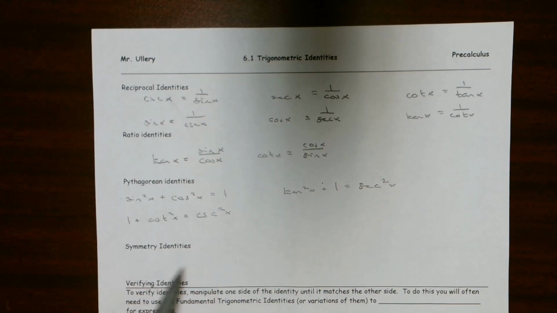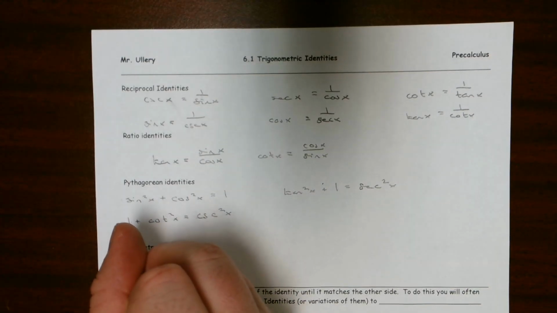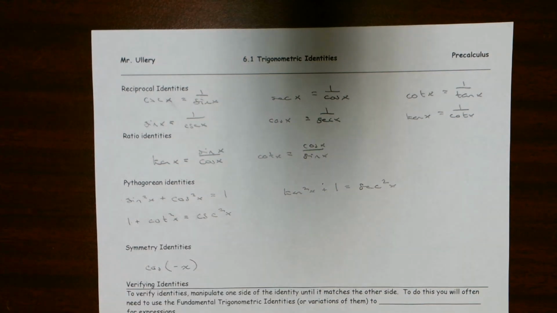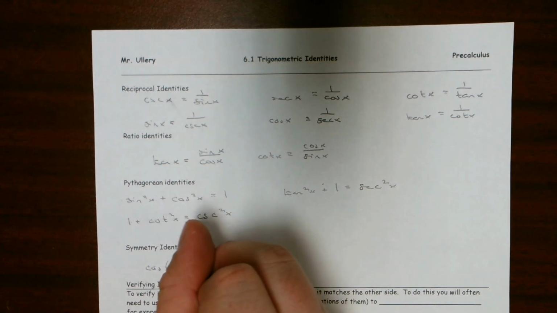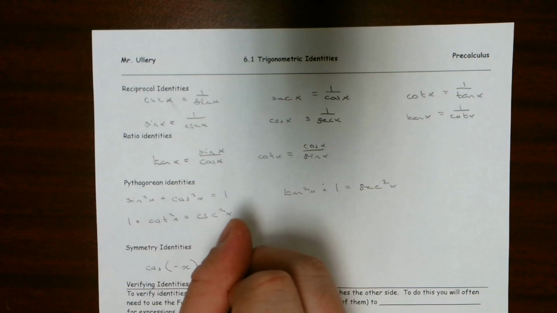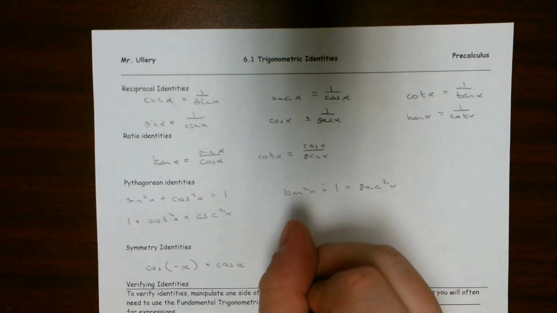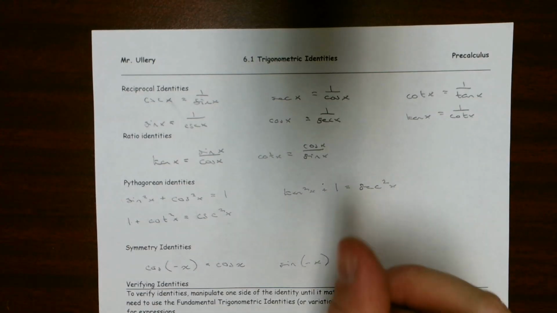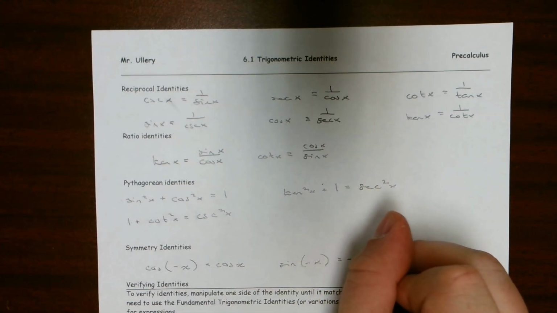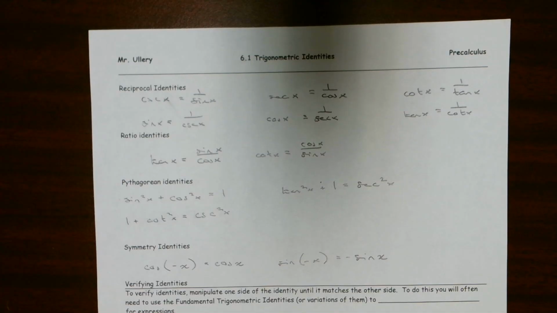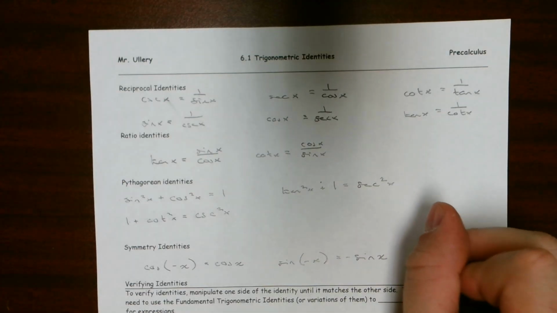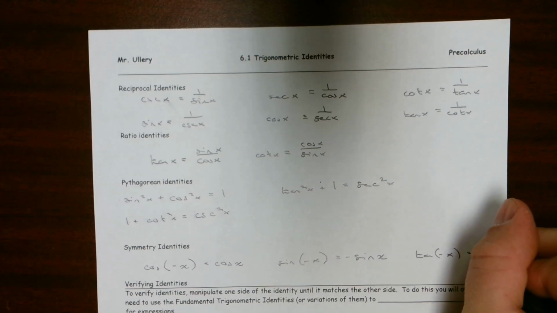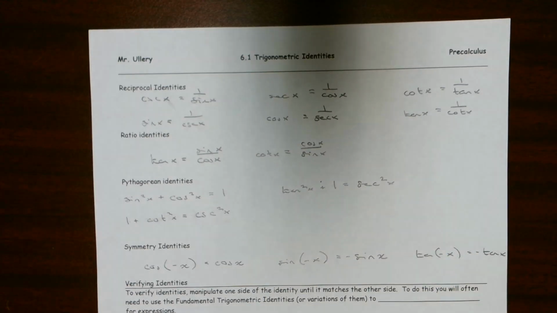Lastly, our symmetrical identities. Recall that the cosine of an opposite x, reflecting that graph over the y-axis, you still get cosine. If you take the sine graph and reflect it over the y-axis, you'll get the opposite sine. And tangent reflected over the y-axis is equal to the opposite tan.